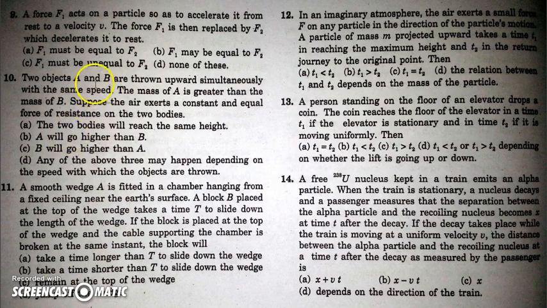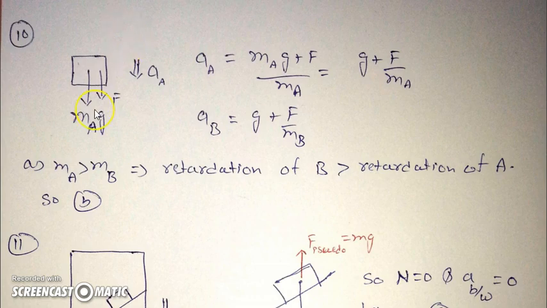Okay, so let's make an equation. As they are thrown upward, the resistive force will be in the downward direction. So the acceleration of A, or we can say retardation of A, which will be in the downward direction, will be net downward force upon mass. These are the only forces acting on this. So it will be (g + F/MA). Similarly for B, it will be (g + F/MB). As F is the same and MA is greater than MB, mass A is heavier. Okay, MA is greater than MB.